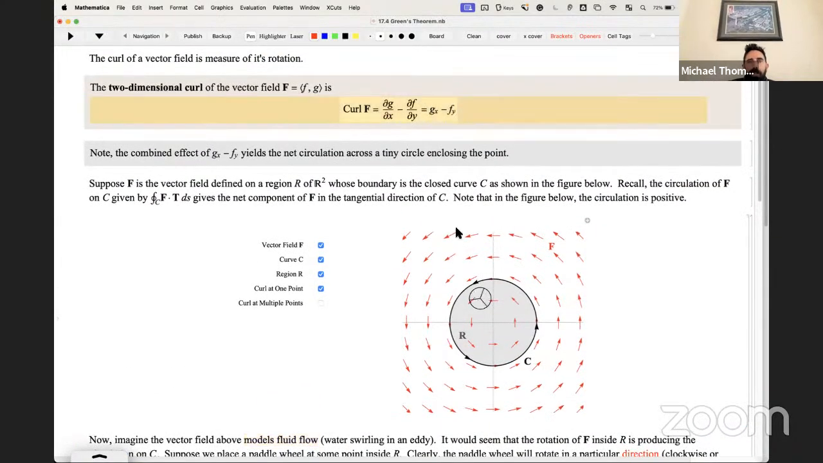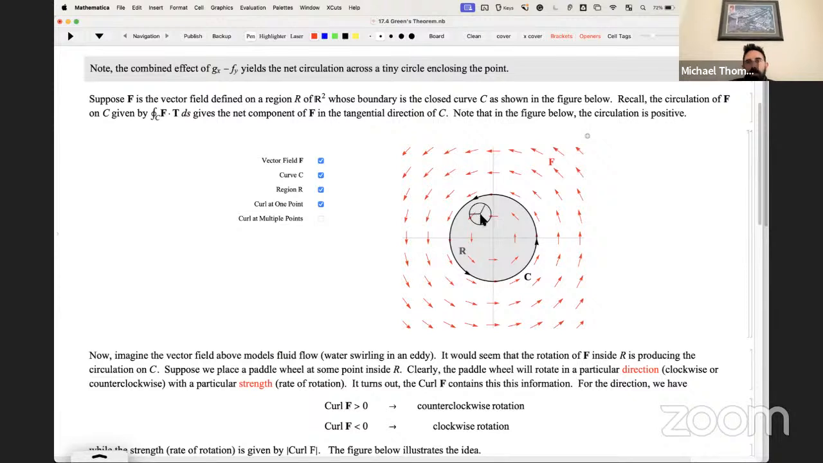Well, this is basically a visual representation of the curl. And you can find the curl at any point. It just so happens the curl is the same everywhere inside this vector field. So would you say that this curl is counterclockwise or clockwise rotation? Counterclockwise. Yeah, it's counterclockwise, right? So now we're interested inside of R right there.